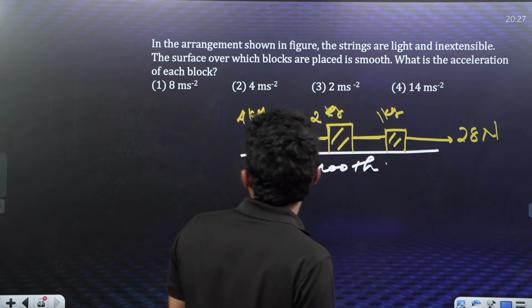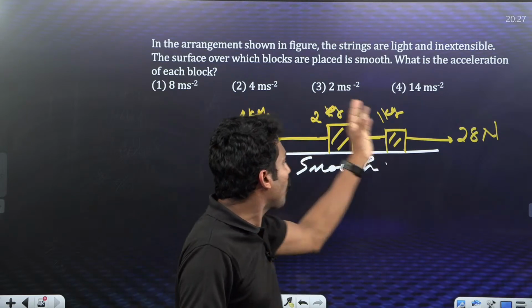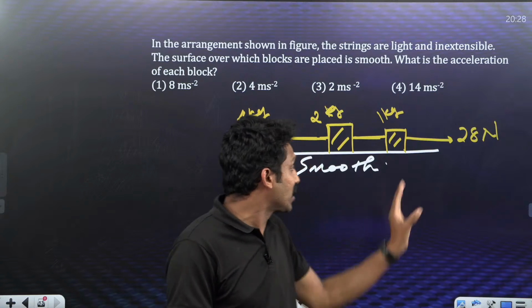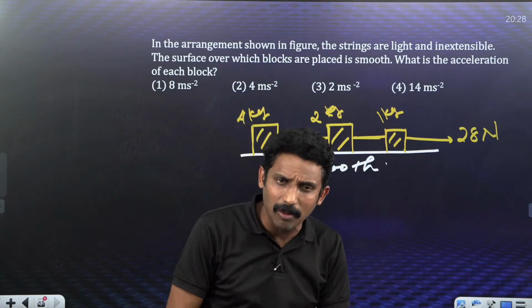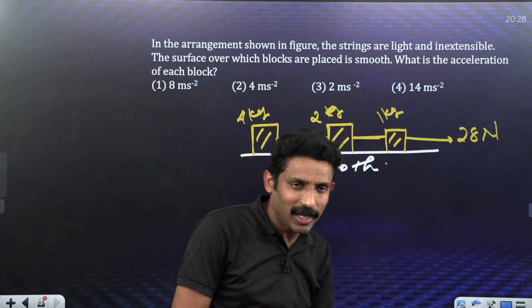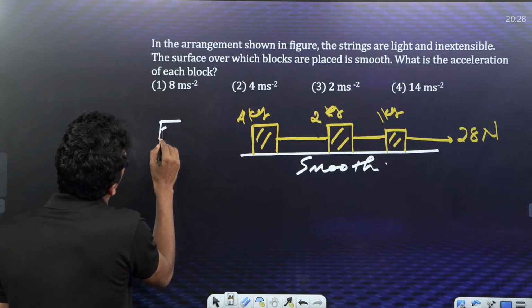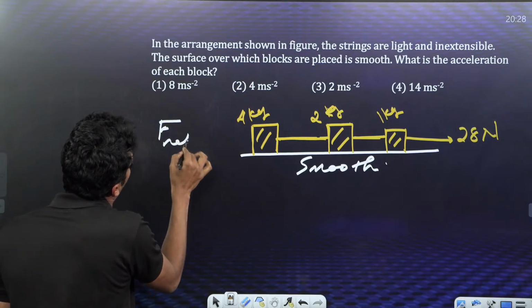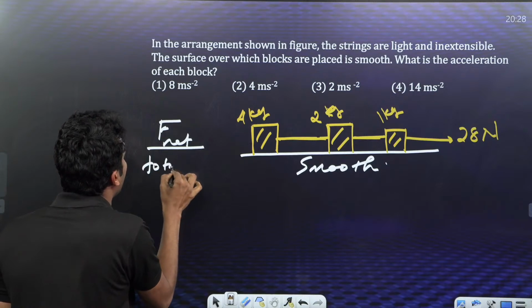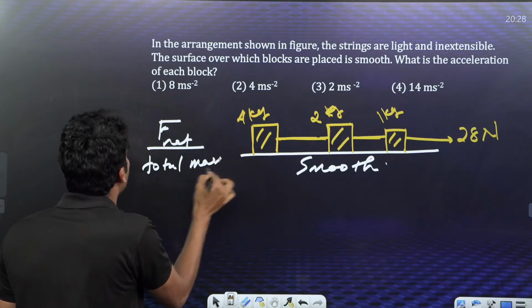What is the acceleration of each block? Acceleration of each block will be the same, because this is a connected system. Acceleration will be the same for all the blocks. And the formula for acceleration is the net external force applied divided by total mass. Very direct formula, because this is Newton's second law.